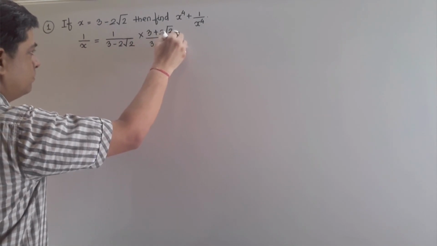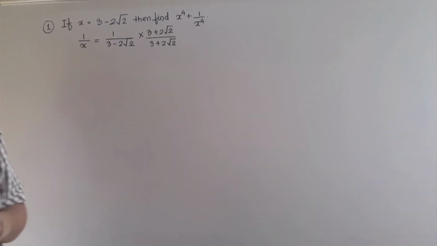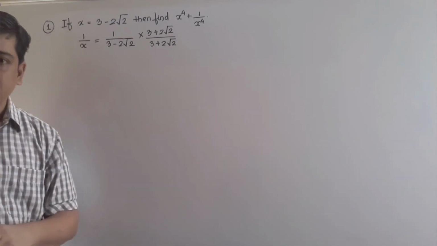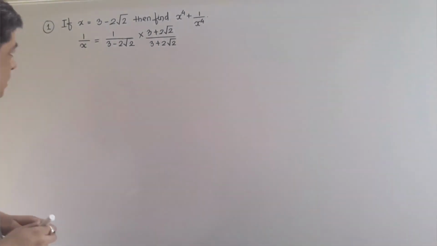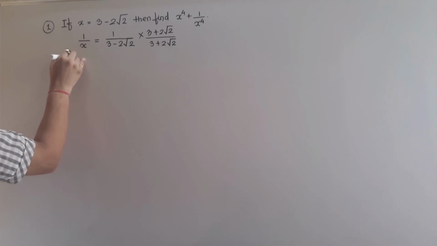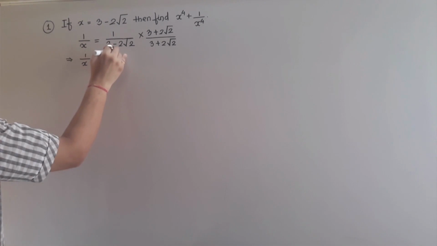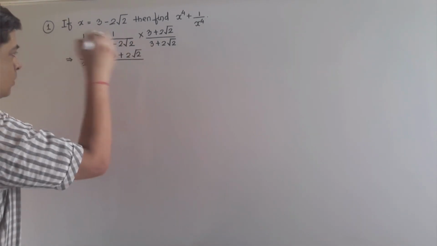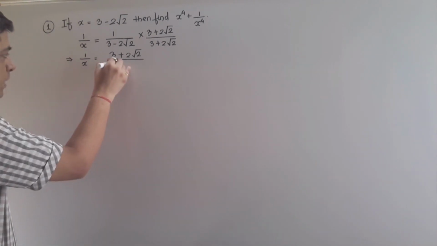Now for saving the time, I will skip some simplification steps, and I think you should be able to do it on your own, because each and every step we cannot write down here. So some steps you take note of on your own. Now 1 upon x will be equal to 1 multiplied by 3 plus 2 root 2, that will be 3 plus 2 under root of 2. And now in the denominator I will apply the formula a minus b into a plus b, that will be a square minus b square.